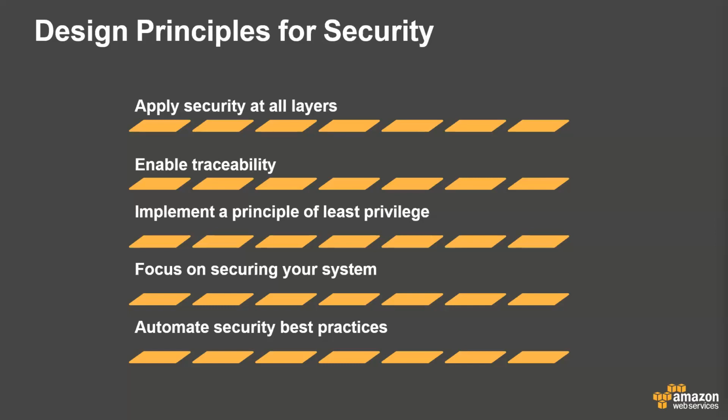Then enable traceability, also important. Let's say, for instance, there's an issue with the application. How are you going to know what took place? You need to understand where the breach happened and who was responsible for it. Through the use of services such as AWS CloudTrail and Config, you can have this traceability. Then you need to implement the principle of least privilege, as mentioned.